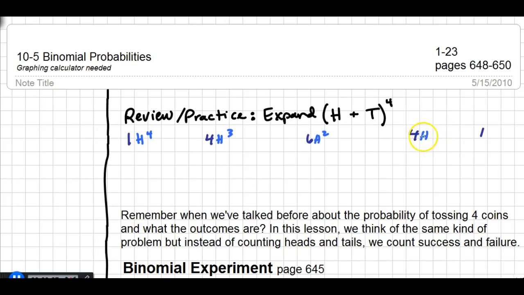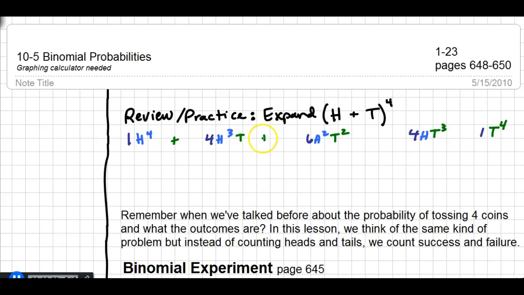Keep in mind that here we've got H to the 1, and the last term we technically have H to the 0, but H to the 0 is 1, so we don't need to write that one. But you're more than welcome to write that if you prefer. And then the second part of the binomial, we put on the far right, raising that to the 4, and then those descend as you move to the left.